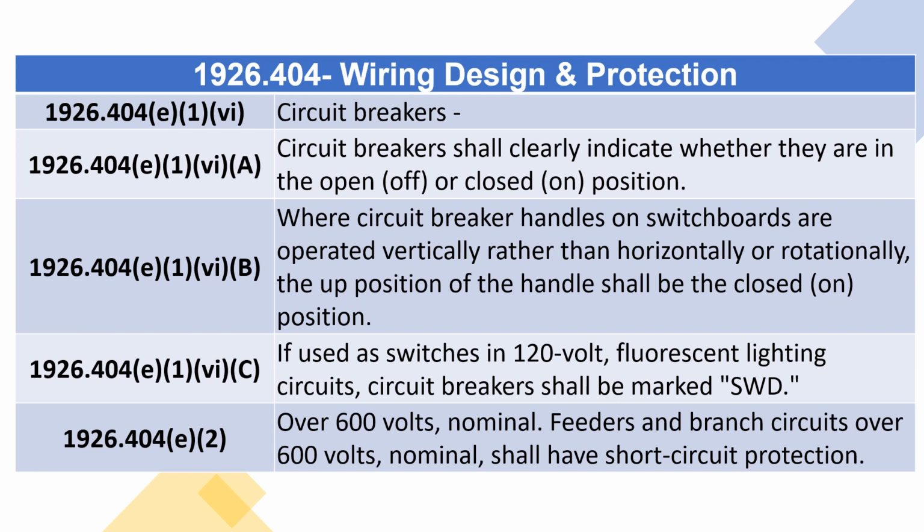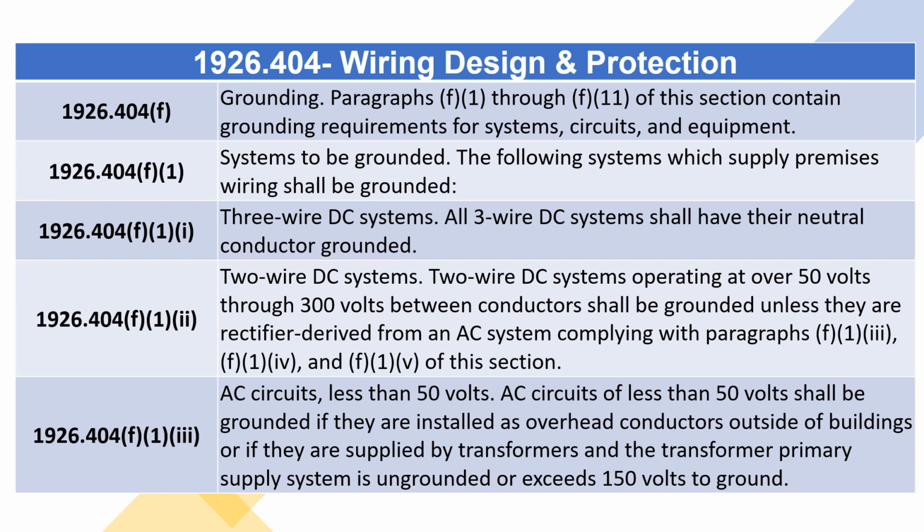1926.404(e)(2) Over 600 volts nominal. Feeders and branch circuits over 600 volts nominal shall have short circuit protection. 1926.404(f) Grounding. Paragraphs (f)(1) through (f)(11) of this section contain grounding requirements for systems, circuits, and equipment. 1926.404(f)(1) Systems to be grounded. The following systems which supply premises wiring shall be grounded. 1926.404(f)(1)(i) 3-wire DC systems. All 3-wire DC systems shall have their neutral conductor grounded.